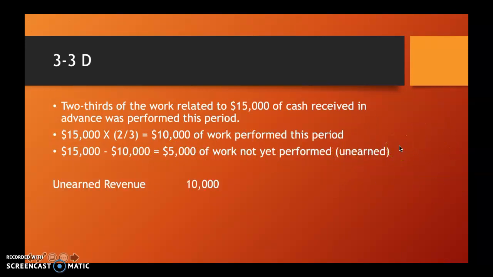So the journal entry for this would be debit unearned revenue for $10,000 and credit revenue for $10,000 as well. Revenues have a credit normal balance. Liabilities also have a credit normal balance, but because we're decreasing this liability because we performed the work, we debit the unearned revenue for that amount.